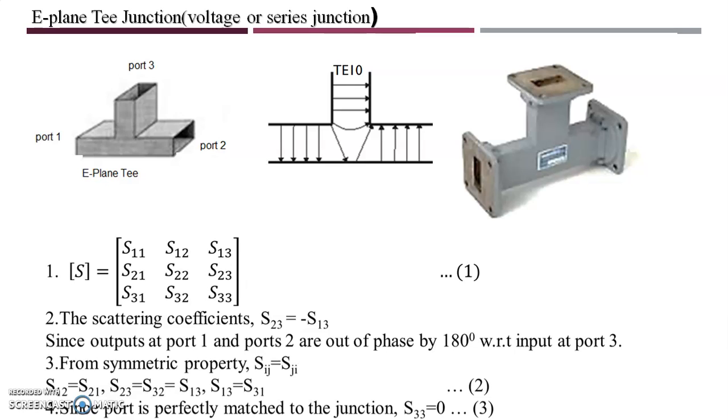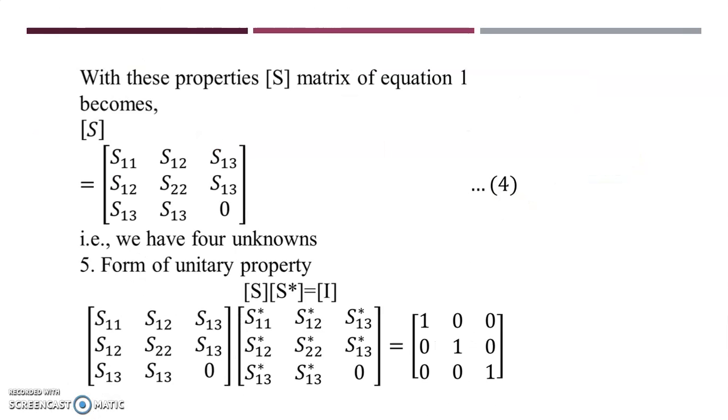Then again from another property, that is the symmetry property, Sij is equal to Sji. We can write S12 is equal to S21, S23 is equal to S32, and S13 is equal to S31. Since the port is perfectly matched at port 3, S33 is equal to 0. Now let us substitute all these values in equation number 1. So we will get 4 unknowns, similar to H plane T.